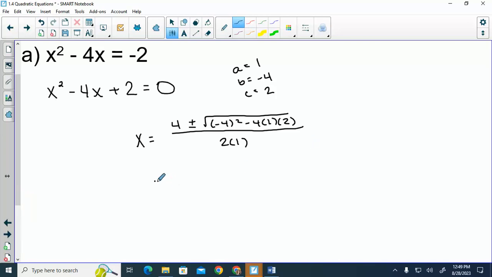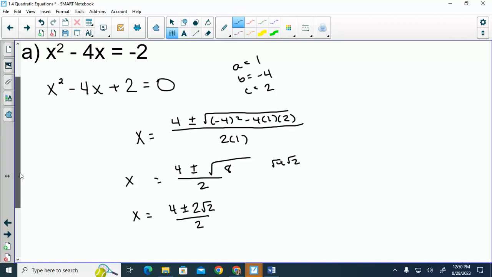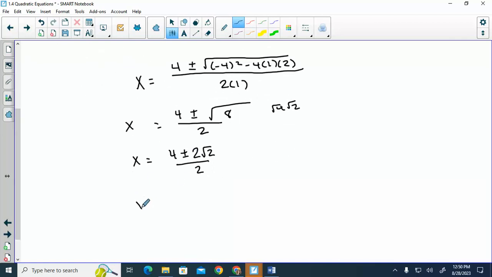So if I work this out, 4 squared is 16 minus 8, so that would be 8. We could break 8 up into a 4 and a 2, so that would be 2 radical 2. And then final step, we could divide all of those by 2, so we get 2 plus or minus the square root of 2.